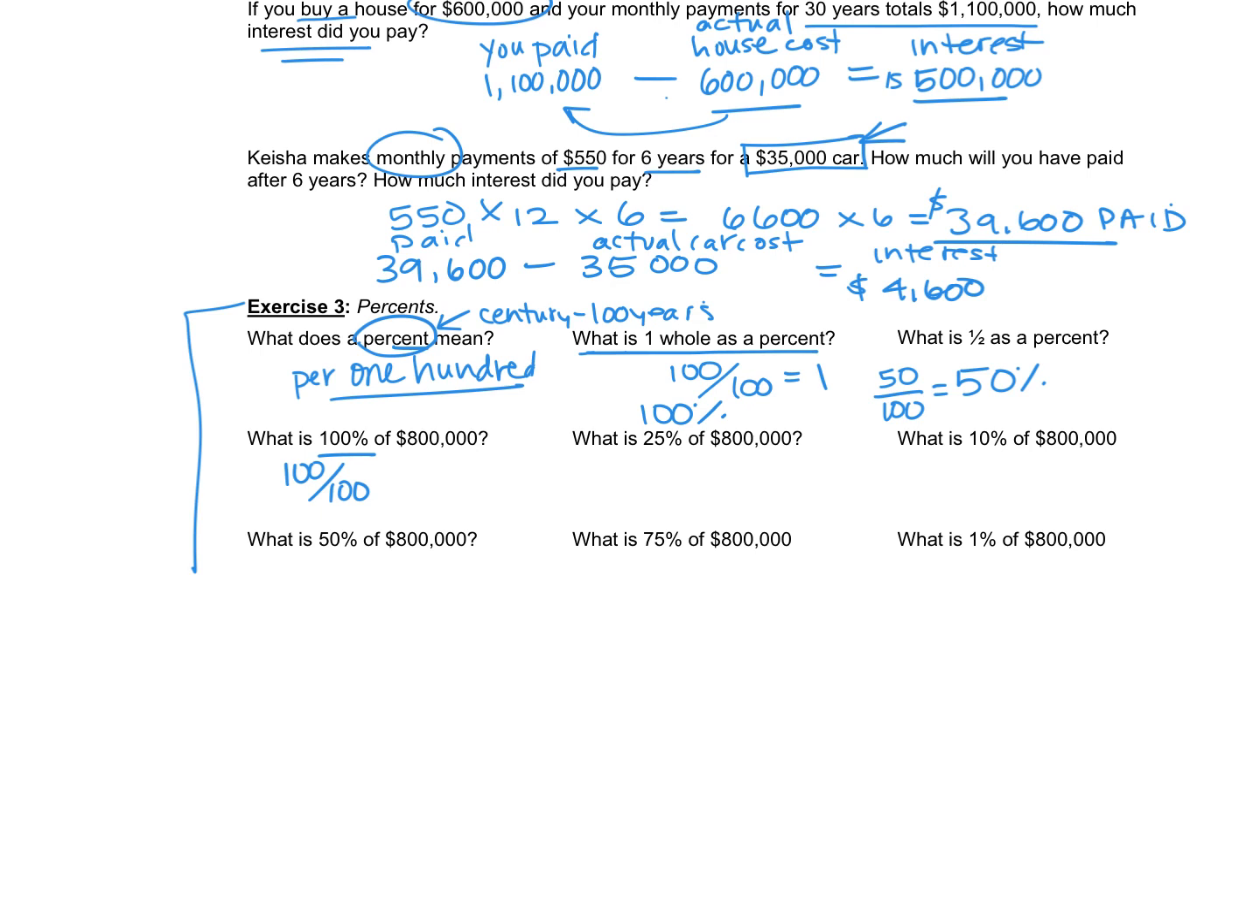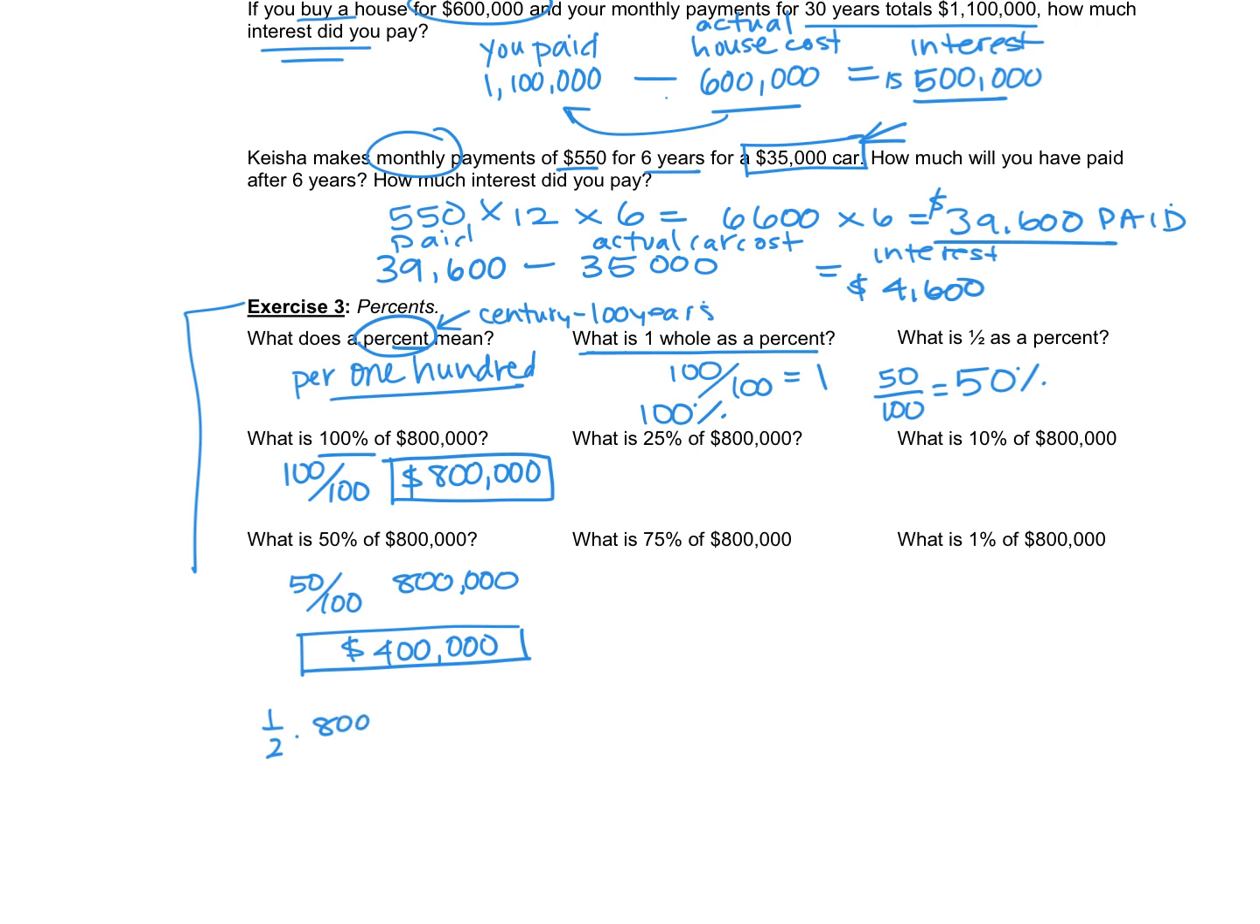So 100% of 800,000, that's going to be really just that whole 800,000. You're taking 100% of it. That means the whole chunk. Now, if we look at 50%, that's going to be half of 800,000. So if we want to do half of 800,000, that's going to be 400,000. And you can do that a couple of ways. You can actually enter 1/2 times 800,000. That's kind of what I was thinking in my head. You could also enter 50% as 0.50 times 800,000 on a calculator. Both of those work.